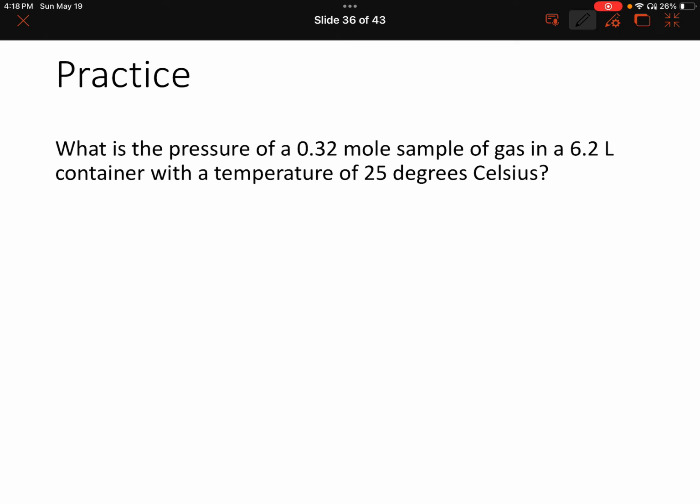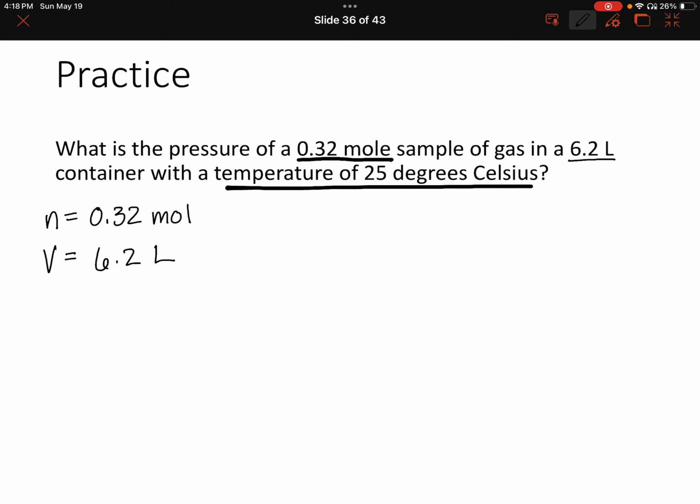Okay, so let's list out everything we're given. We're given 0.32 moles, so that would be n, the amount. We're given 6.2 liters, which is the volume. And we're given the temperature. But we're given the temperature in degrees Celsius, so we probably want to convert that to Kelvin. Remember, to convert this to Kelvin, we just need to add 273. So that will give us 298 Kelvin.